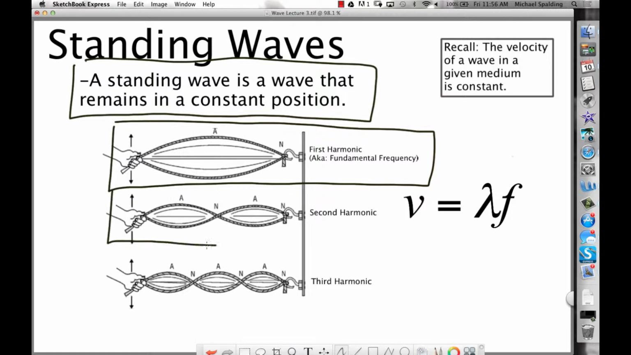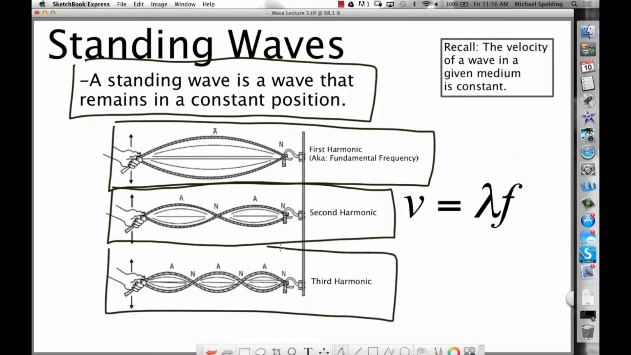Now this one here is called the second harmonic. This is the second possible way that a standing wave can be generated. Here's the third possible one. That's called the third harmonic.